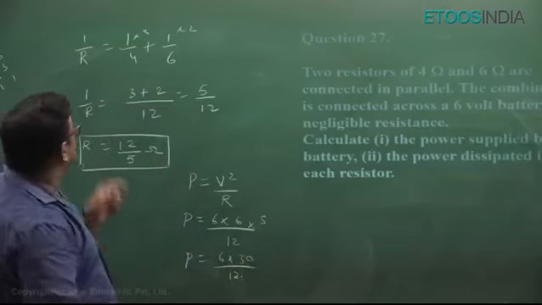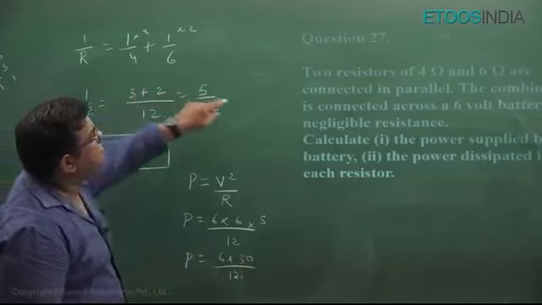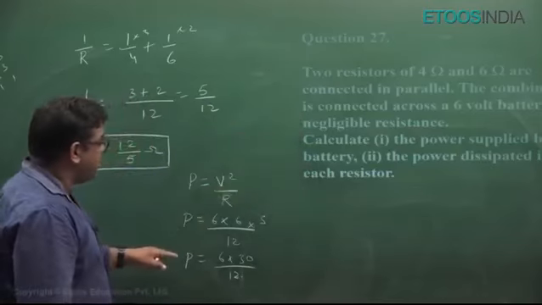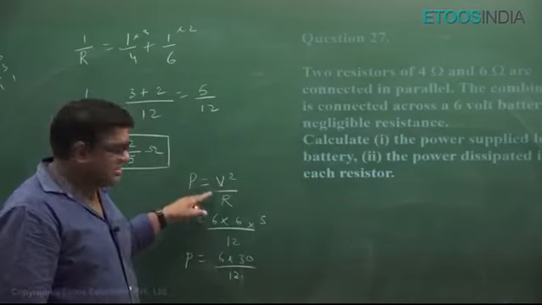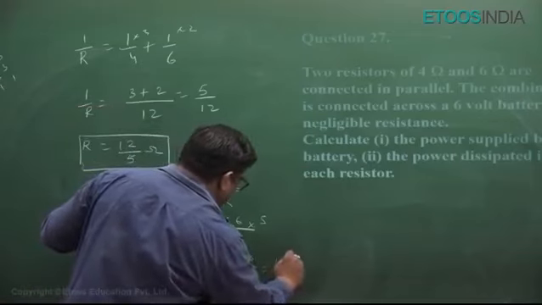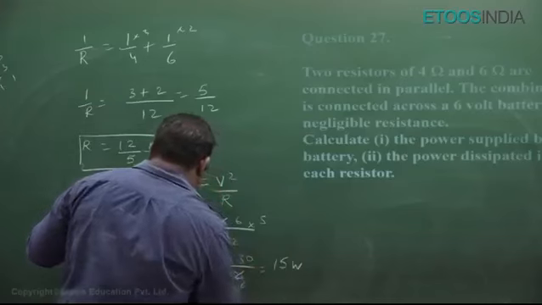Got it? So the answer here will be 4, the power supplied by the battery. P is equal to V square upon R. So in this solution, the answer is 15 watts.